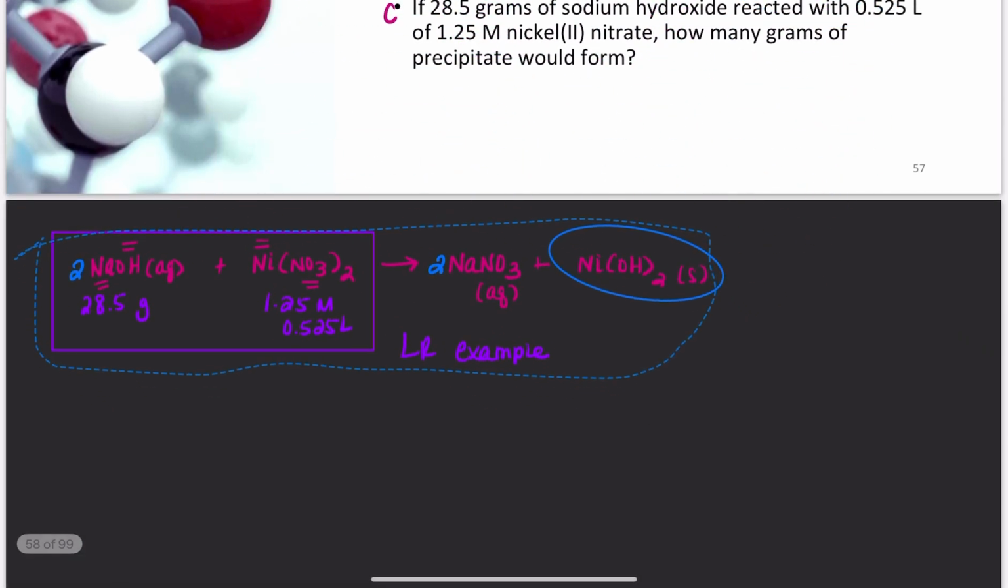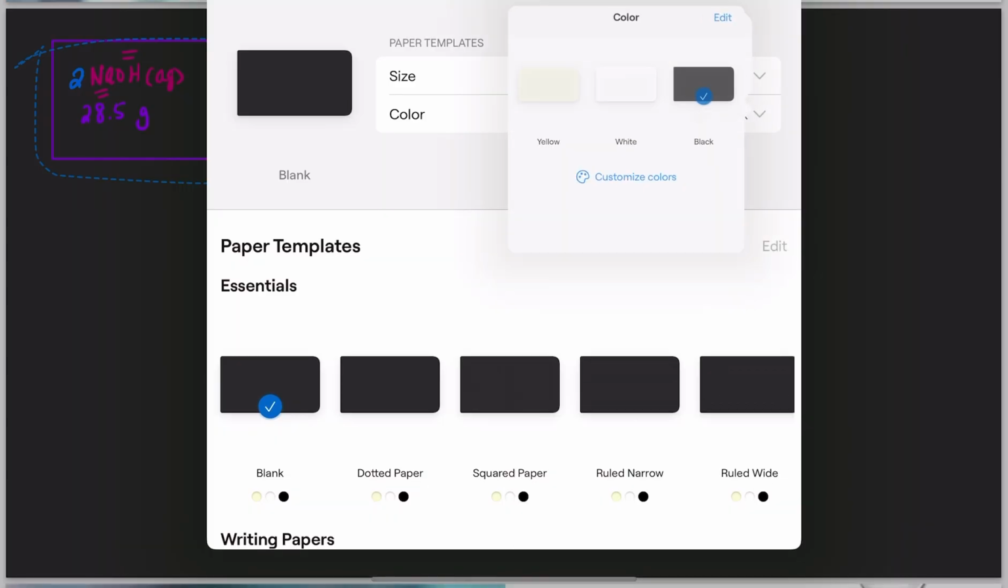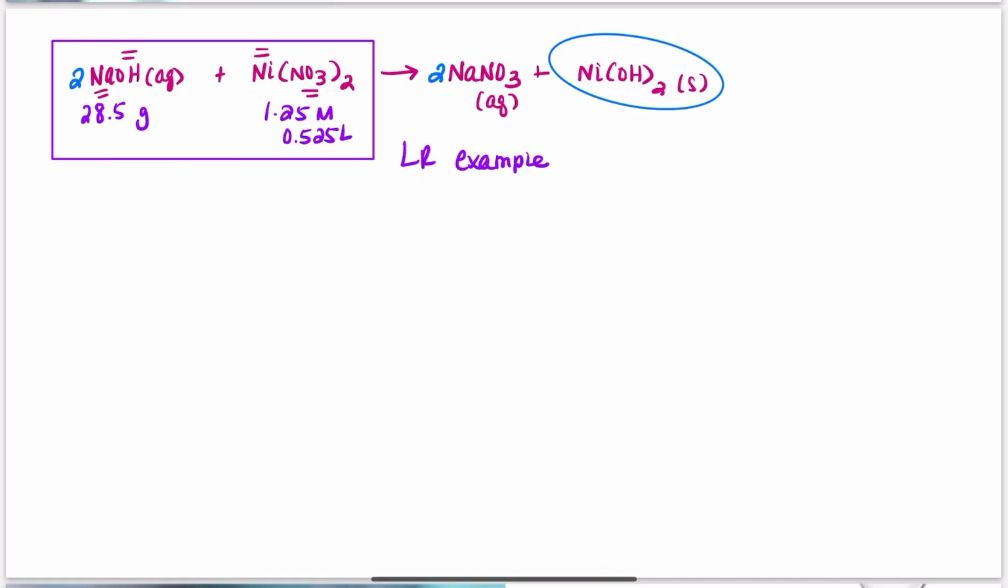and I'm probably going to have to go to white paper for you guys, because that's probably going to hurt your eyes. So let me change the template on this quick so that I don't completely slaughter your eyes on it and use white.